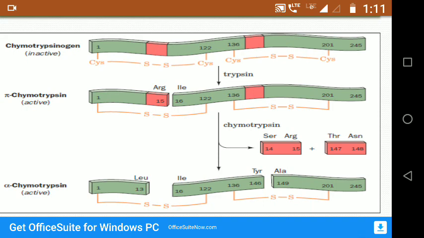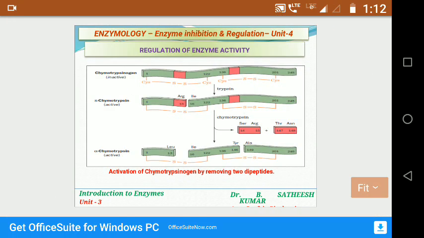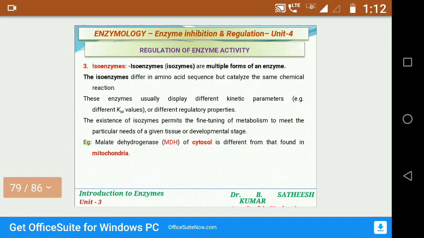So here the trypsin is initiating the proteolytic cleavage process, and chymotrypsin is completing the remaining catalytic process by autocatalysis, and then the chymotrypsinogen is converted to chymotrypsin, the active form. This is known as regulation of enzyme activity by proteolytic cleavage.